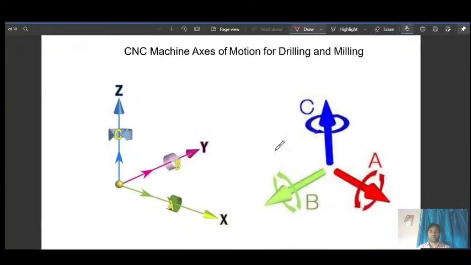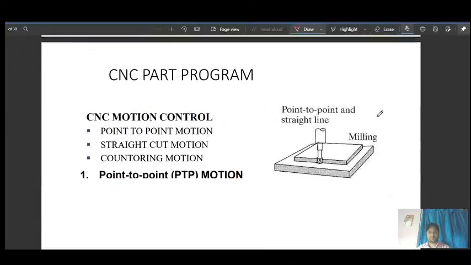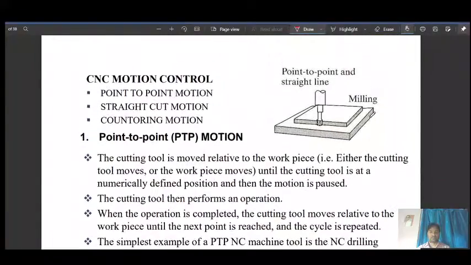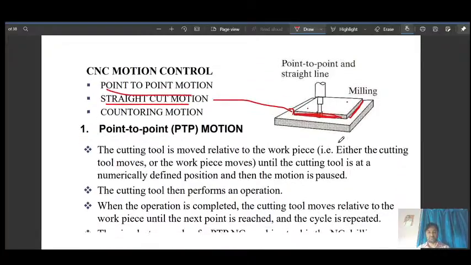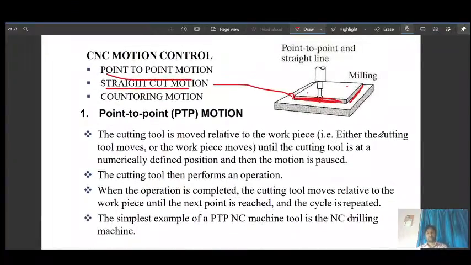So this is all about axes. Again, CNC motion control: point to point, which I discussed, and then straight cut. As you can see, if you have to mill along this axis, only one axis is involved, so it is your straight cut. And again, if you have to mill along this axis, only one axis is involved, straight cut. And point to point, generally as I have discussed, the tool will move to the targeted point quickly.